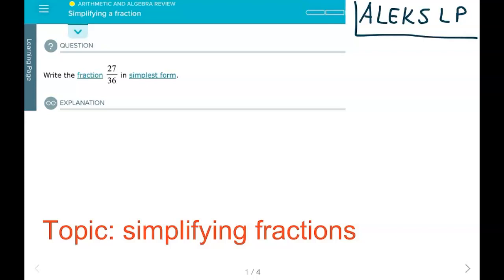All right, mathematicians, there's a thin line between a numerator and a denominator. Only a fraction of you may understand it. We're trying to simplify these fractions. We got 27 over 36.